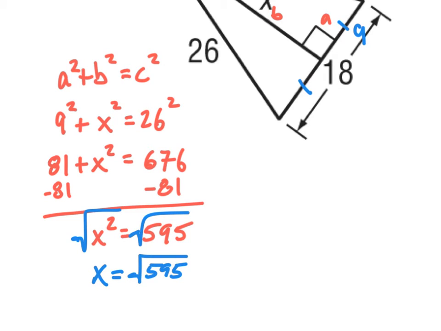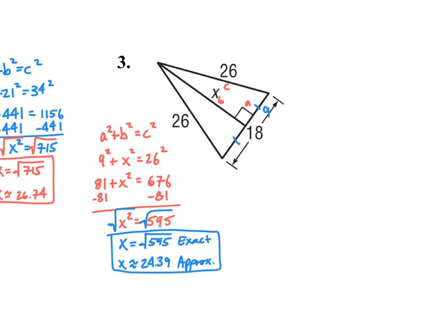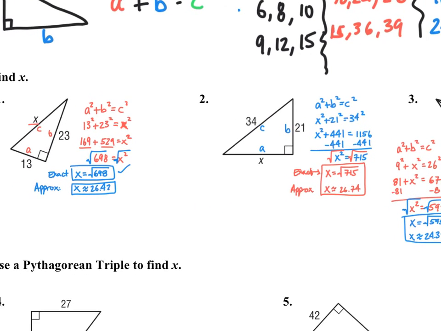Okay, and let me see if we can simplify this. And I really don't think that we can, so I'm just going to go ahead and take the square root of 595, and that's going to give me approximately 24.39. Remember, this is exact, this is our approximate. All right, so you'll see various examples like this. I kind of wanted to show you a couple of them so you wouldn't get terribly confused.